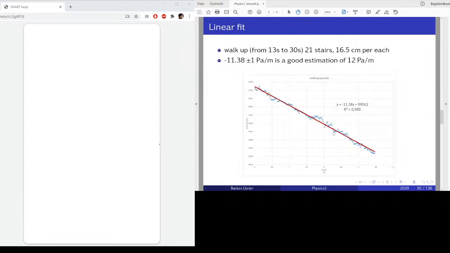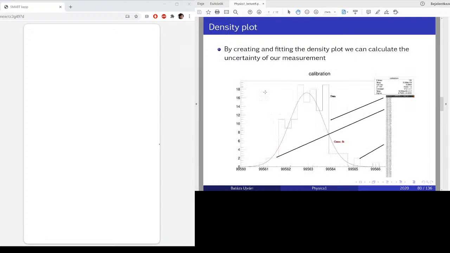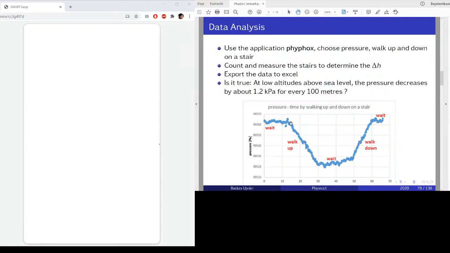Alright, we know it. Let's go further. When I walked up, now I enlarge this area from time 13 to time 30.